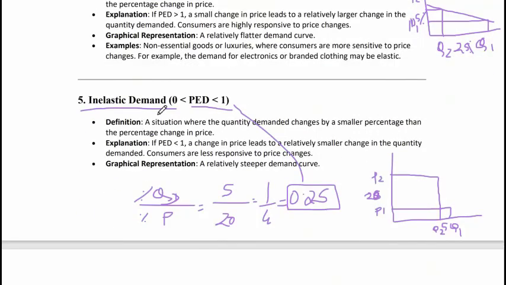In inelastic demand, this is a situation where the quantity demanded changes by a smaller percentage than the percentage change in the price. You can see this here. If PED is less than 1, in this case, a change in price leads to a smaller change in the quantity demanded. Consumers are less responsive to price change. Means they are not bothered about the price change. It has a relatively steeper demand curve. You can see this, it has a relatively steeper demand curve.